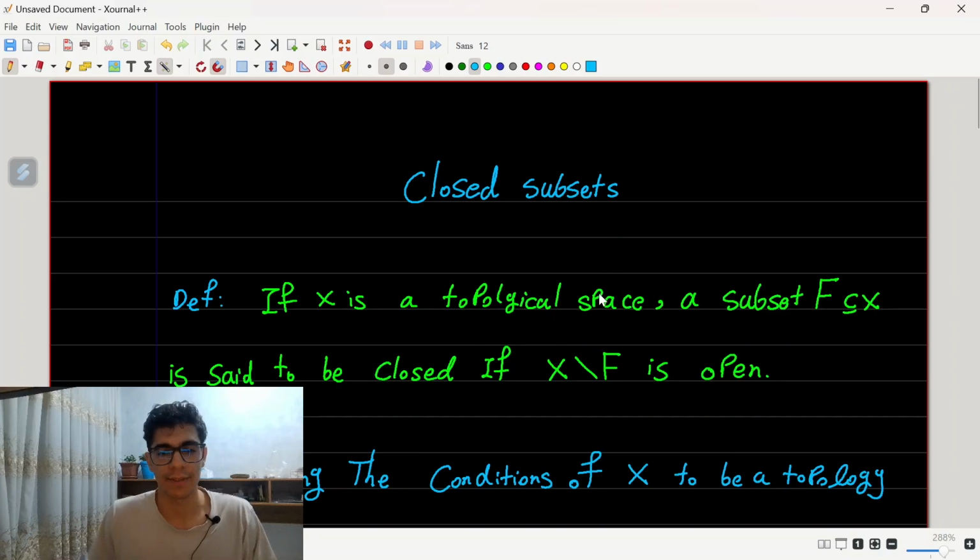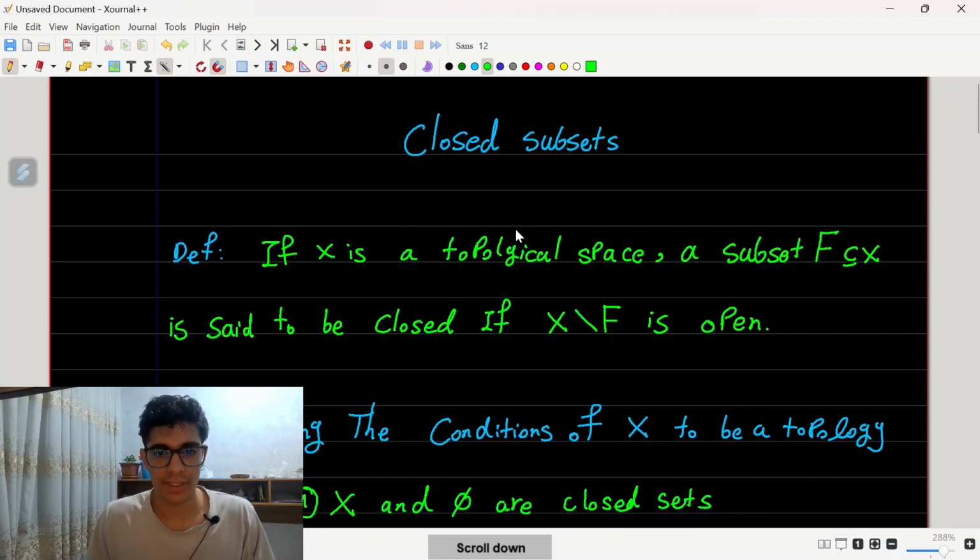Welcome to the second episode of Topology for the series Gravitation. So we have reached closed subsets. We have talked about open subsets in the last video, and now we are going to introduce closed subsets in topology. And there is a misunderstanding about closed subsets and open subsets, which I'm going to point out.